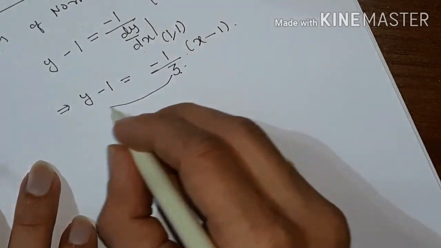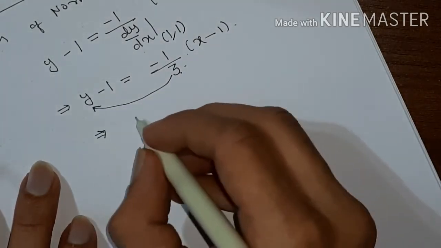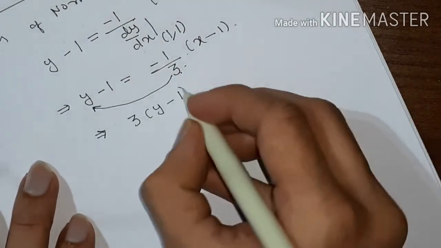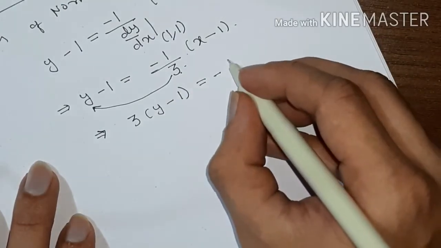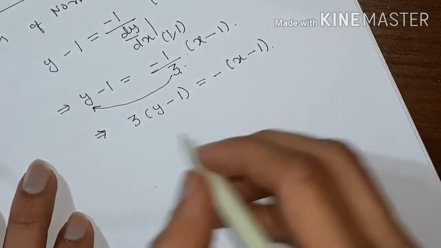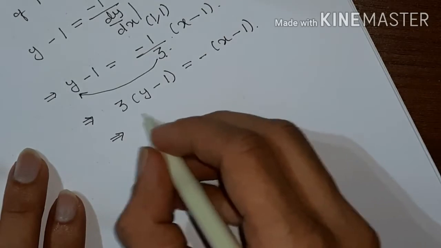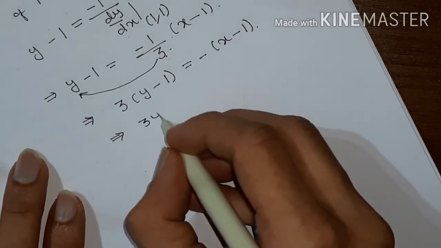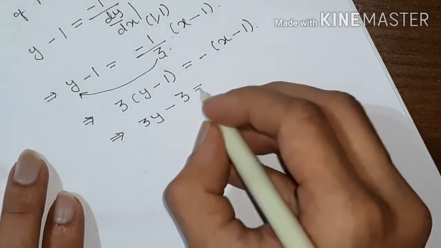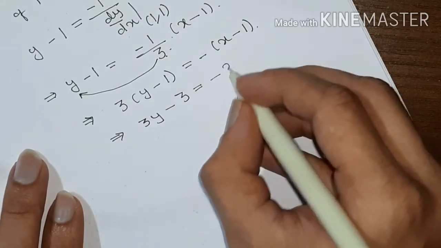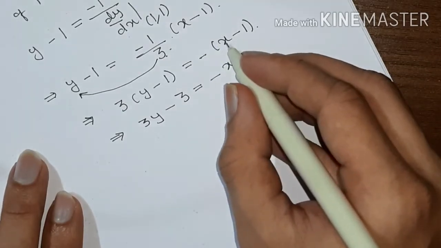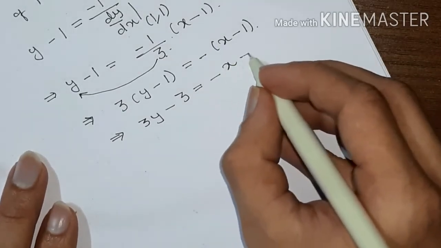So now I will take this 3 on this side, so I will get 3 times y minus 1 equal to minus of x minus 1. Okay, so if I multiply 3 inside the bracket, 3y minus 3 equal to 0 minus x, right, minus I am multiplying to the bracket, so minus x plus 1.